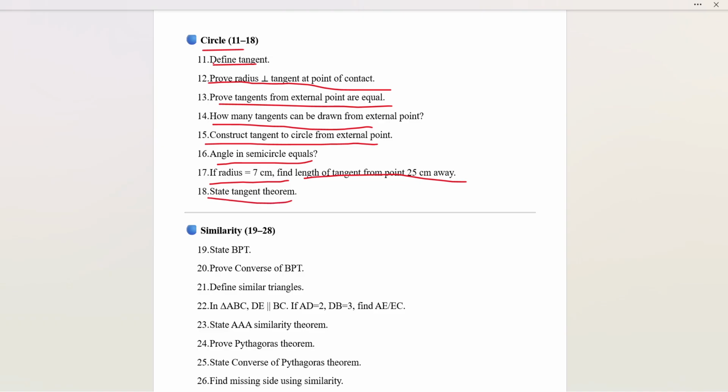So you can solve these 8 questions for your practice, and from them questions arise in your board exam. So solve all these questions for your practice. So move to the next slide.